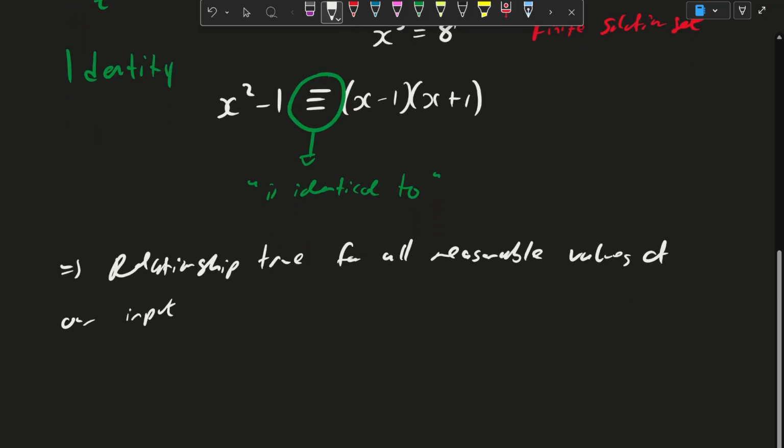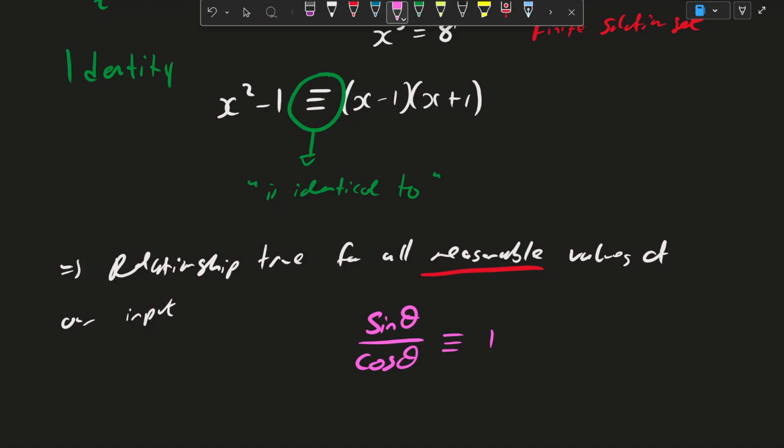So what on earth do we mean by reasonable? Well, I will jump ahead a little bit to trigonometry, and I will tell you that sine of an angle theta divided by cosine of an angle theta is identical to tan of theta, provided that cosine of theta is non-zero. So that relationship, that identity, is true provided that we don't have any divide by zero errors. That's pretty much just a general introduction to identities.